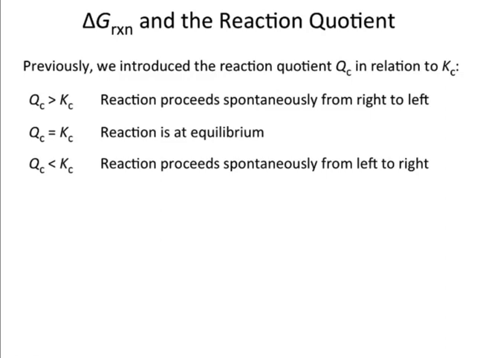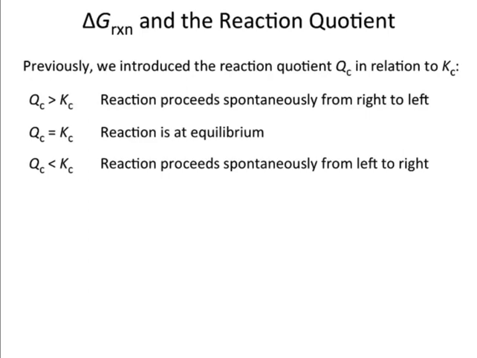Alright, so first up, here's something we talked about previously in the equilibrium chapter. You can calculate a reaction quotient Q, and that is the same form as the equilibrium constant. It's just that instead of plugging equilibrium values of concentration in there, you plug non-equilibrium values, and then you can compare that to K to see which direction you're going to go.